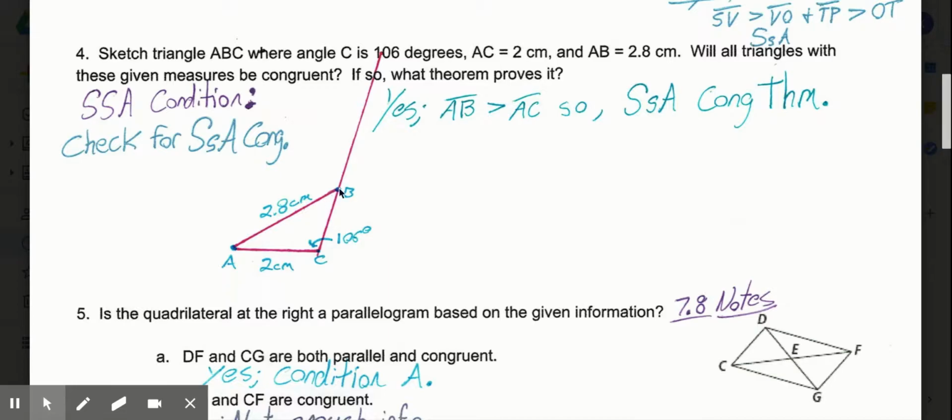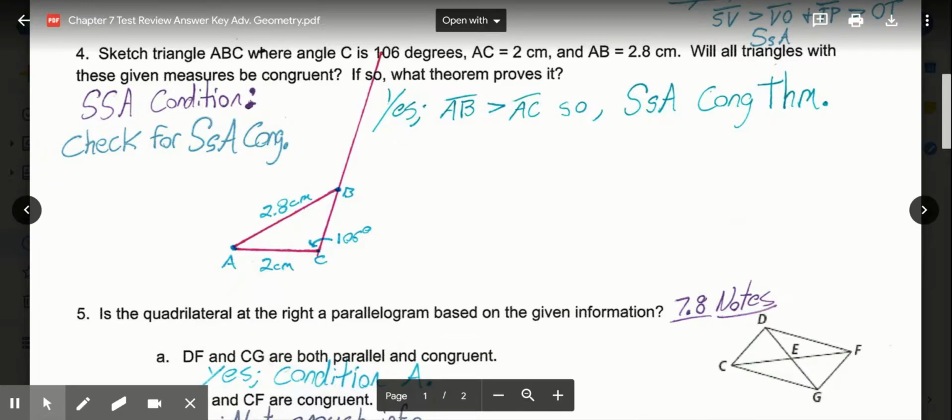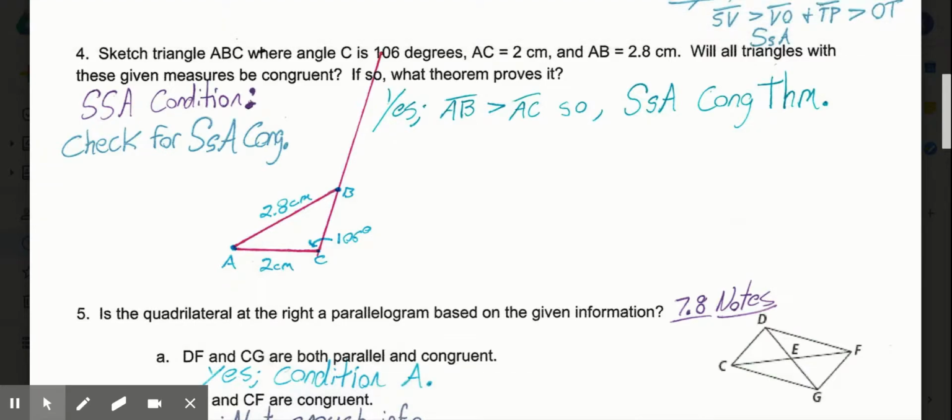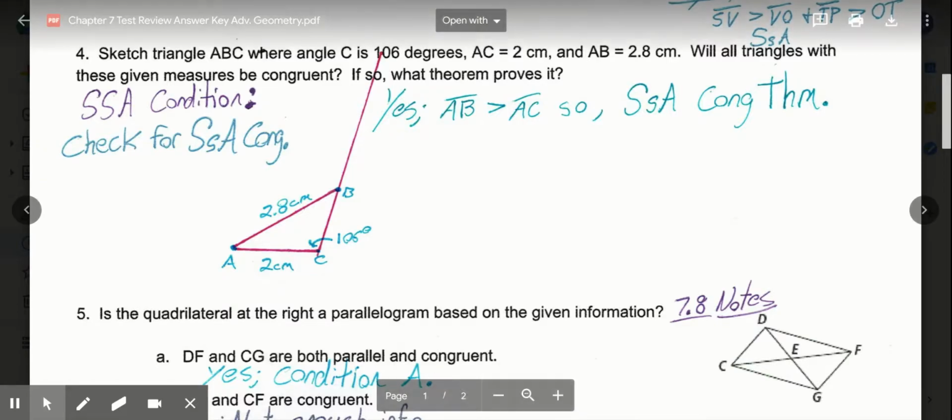So then in this case, we have again a side-side-angle condition. So what we want to do is check for side-side-angle congruence. And again, the way that side-side-angle congruence works is if the larger side is opposite the given angle, then all those triangles are congruent. So in this case, our longer side of 2.8 is the one opposite the given angle. So yes, we can use the side-side-angle congruence theorem, so all other triangles with this measurement would be congruent.